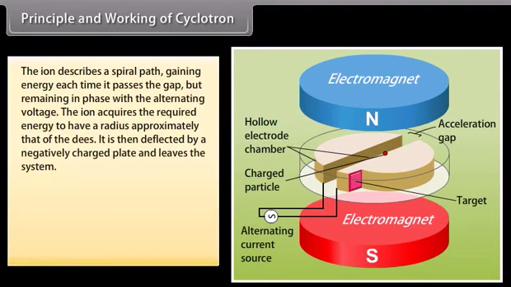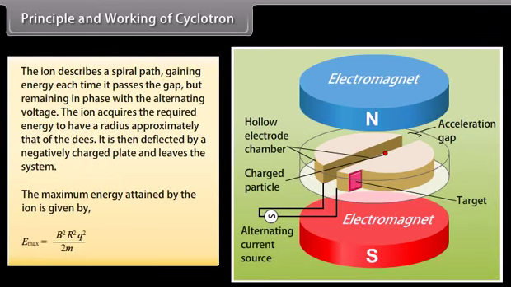The ion describes a spiral path, gaining energy each time it passes the gap, but remaining in phase with the alternating voltage. The ion acquires the required energy to have a radius approximately that of the Ds. It is then deflected by a negatively charged plate and leaves the system. The maximum energy attained by the ion is given by the product of B², R² and q² divided by 2m.